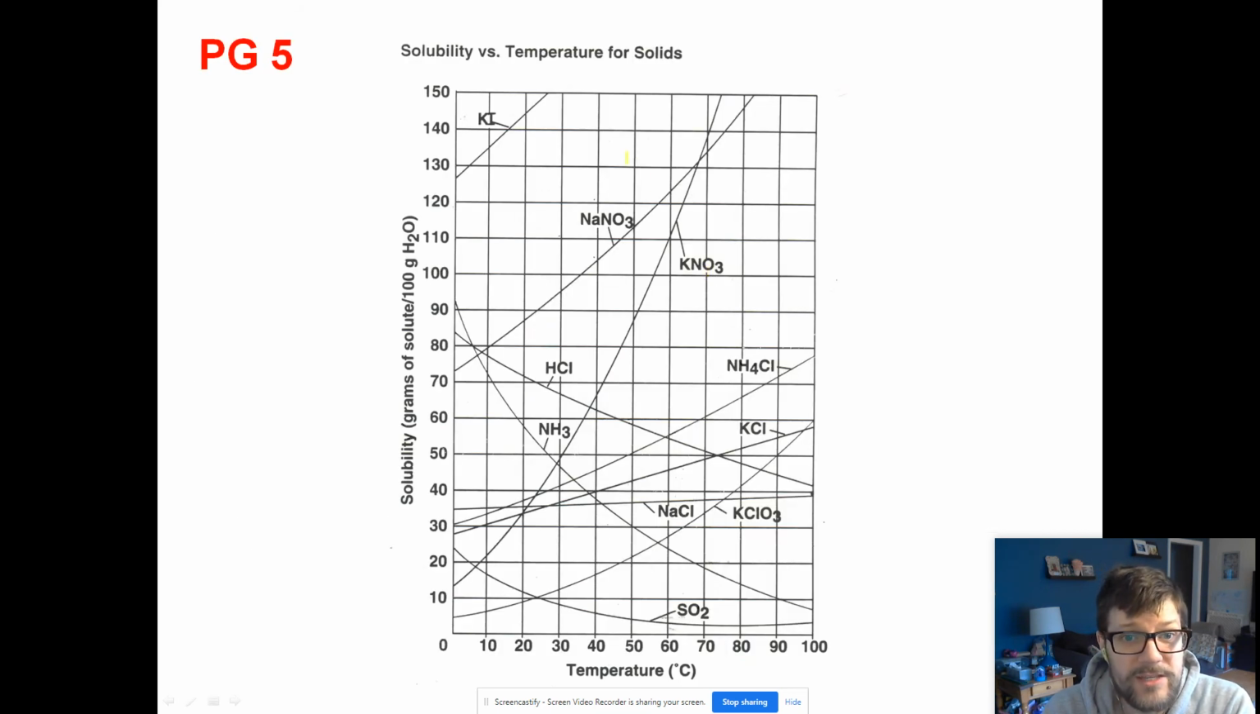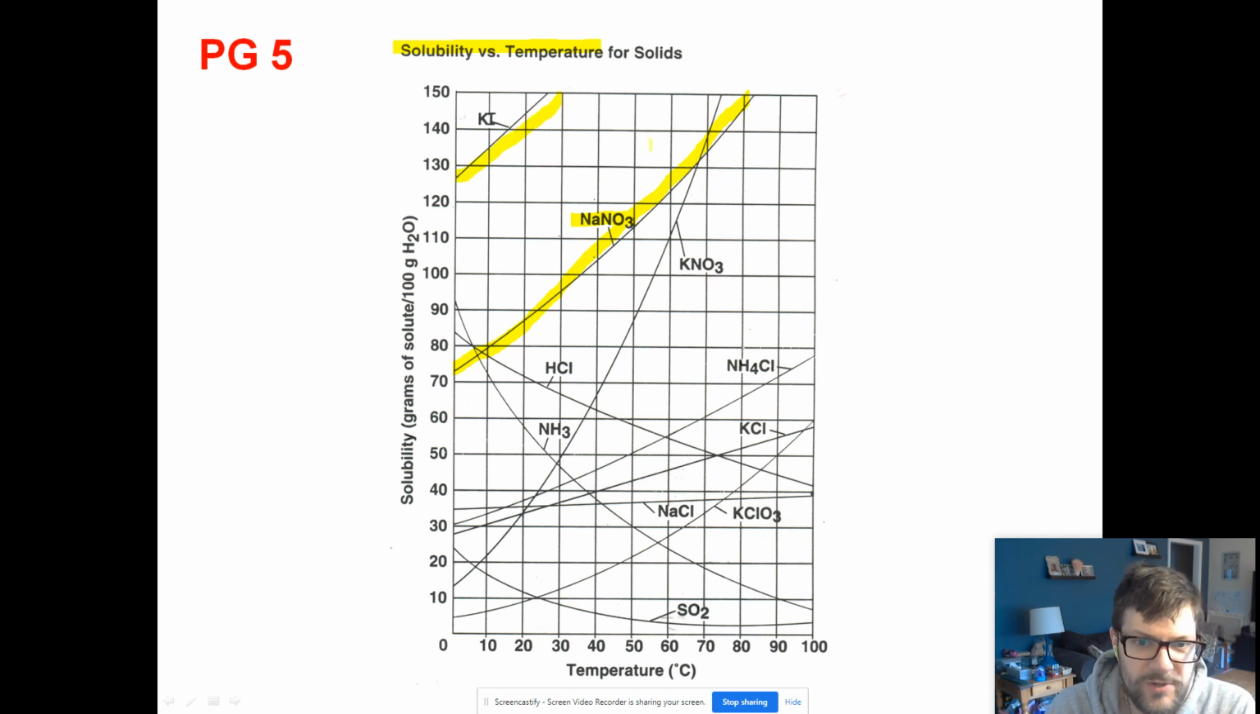So the next thing you'll eventually be doing is page 5, where you're looking at a solubility versus temperature curve for a bunch of solids. You can see many of these have a positive slope of one form or another. And you can see that this is just a whole bunch of different chemicals all put on the same graph. So it's kind of busy. There's a lot to read. But as you do the worksheet that goes with it, you'll see that it's going to ask about some specific chemical. And then you find that line and you can interpret that line.